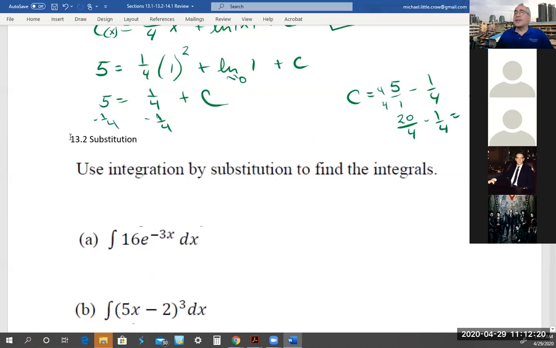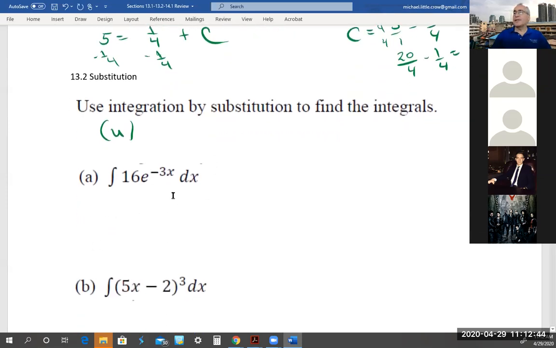Okay, so now we're into integration by substitution. If you remember here, we choose a part, and usually it's the part in the parentheses that we make u, or the part that's in an exponent. So what we do is make a u substitution, and then take the derivative of that. For the first one, we're going to let u be equal to negative 3x, because that's the exponent part.